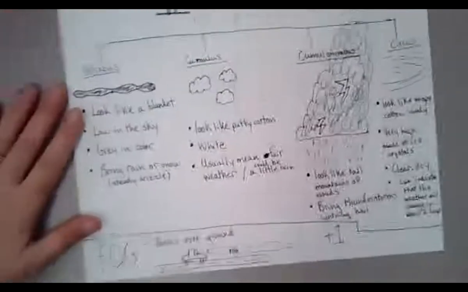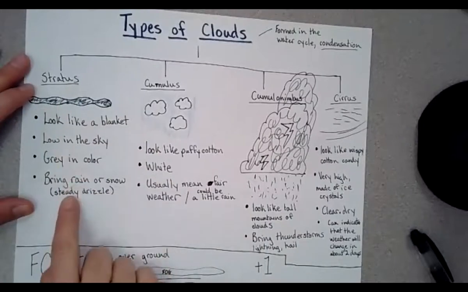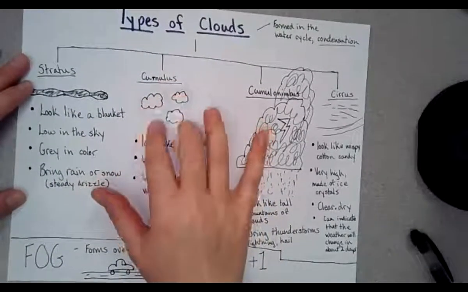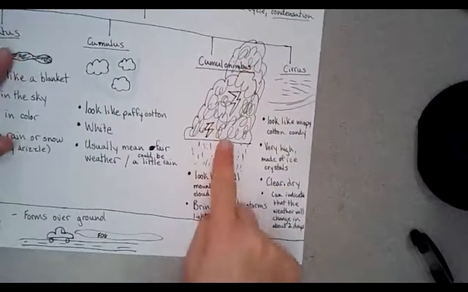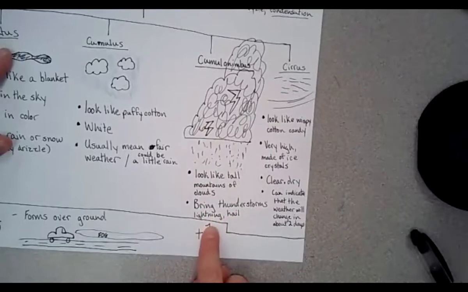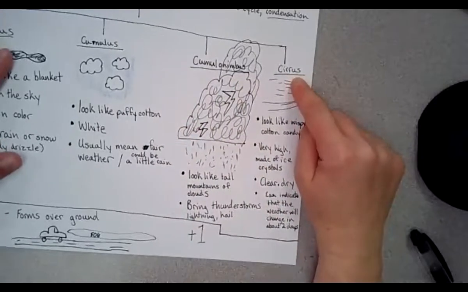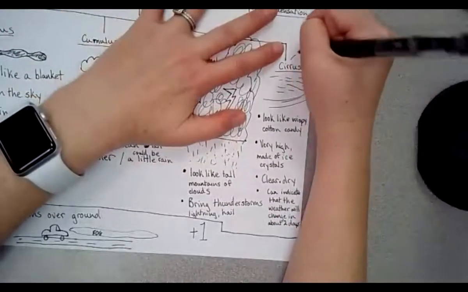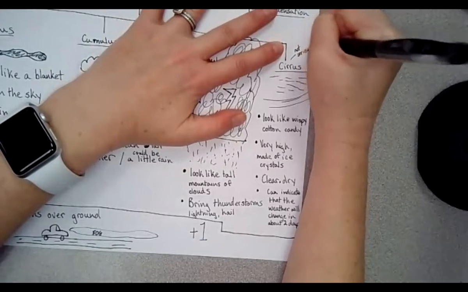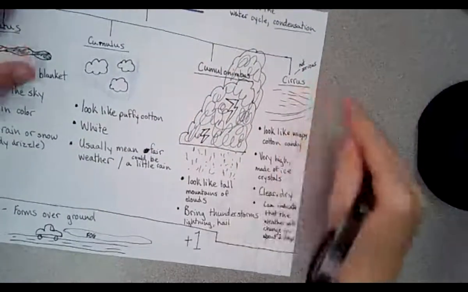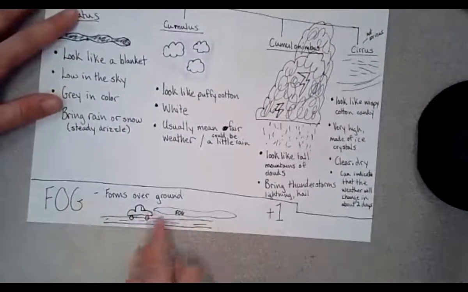All right, so again, just as a quick review, you've got stratus is blanket clouds, steady rain. Cumulus, white puffy clouds. That means it's going to be pretty outside. Cumulonimbus, run, run, run. This is the dangerous one that brings thunderstorms and hail. And cirrus clouds, cirrus, cirrus. I like to tell my kids that it's not serious when you see these. When you see a cirrus cloud, it's not serious. You don't have to worry about it. It's going to be clear and dry, okay? And the last one is fog. It forms over the ground.